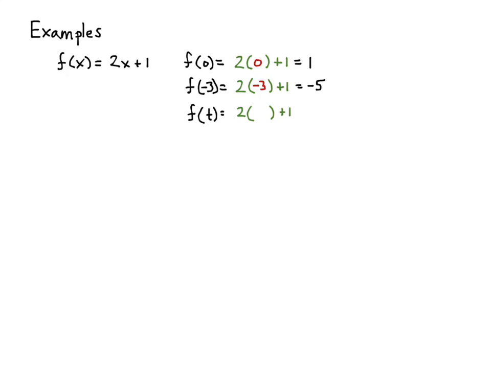So now it's possible that I can put another variable or perhaps an expression like x plus 1 or anything like that and evaluate my function. And so whatever that expression is, I put it in there and then I can simplify it. So if f at x equals 2x plus 1, then f at t equals 2t plus 1.